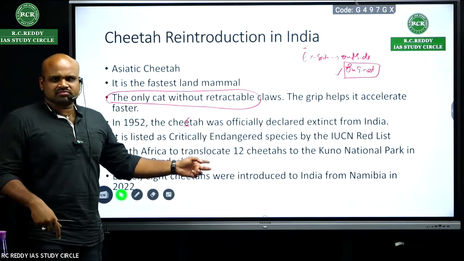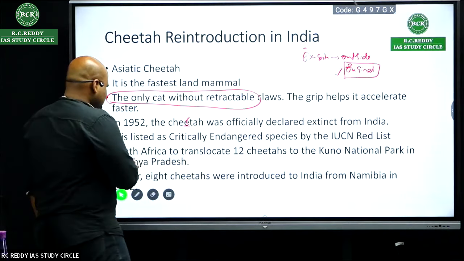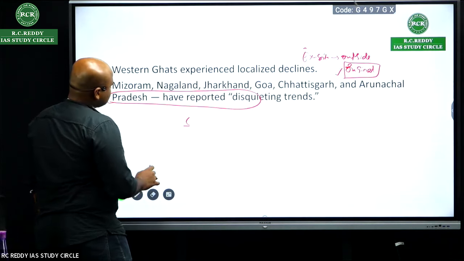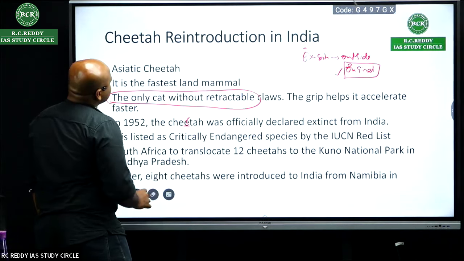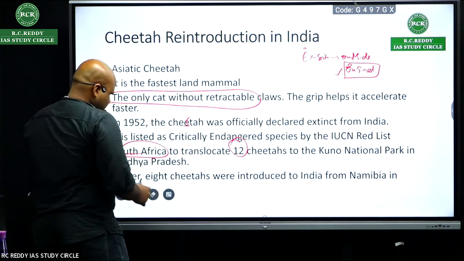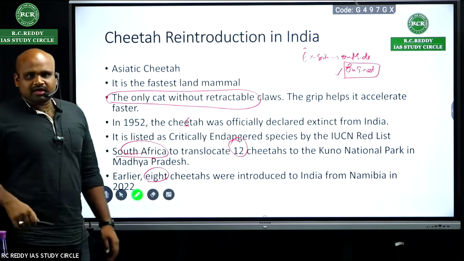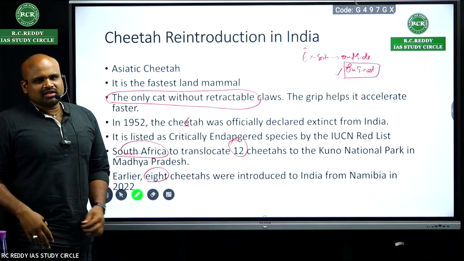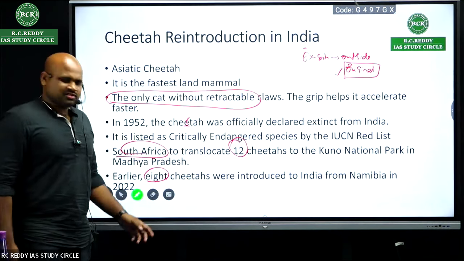Next, those who are writing TSPSC and APPSC groups, remember how many cheetahs were introduced from where. South Africa, we had how many? 12. And Namibia, how many? 8. Remember that number, for those who are writing UPSC. If you remember this, you can forget everything else.